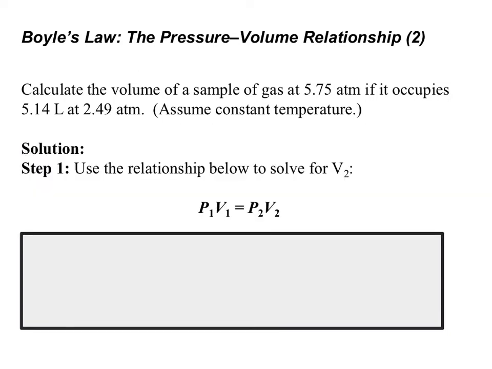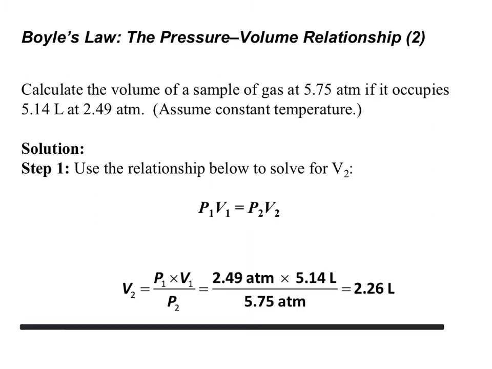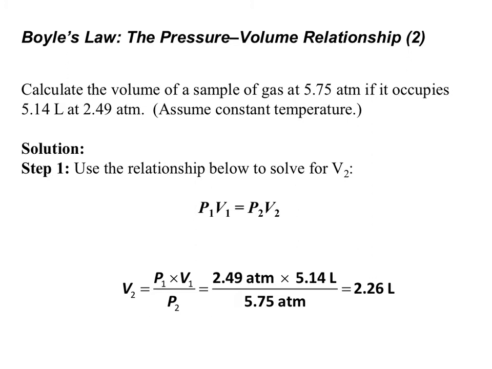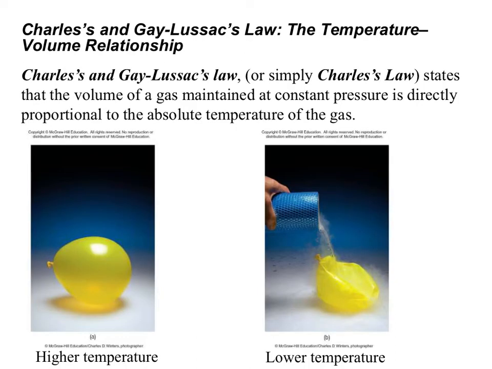So we want to solve for V2 when P1 equals 2.49, V1 equals 5.14, and P2 equals 5.75. We plug the numbers in and we find out that the volume is 2.26 liters. All it is is plug in the numbers and it chugs out the answer.